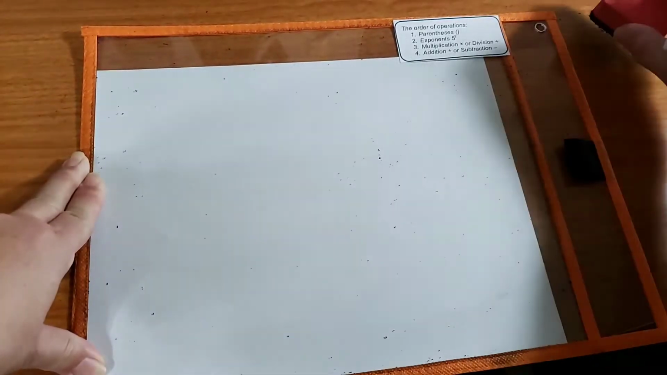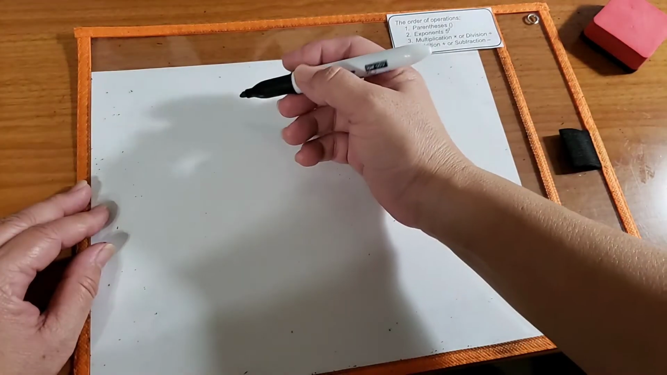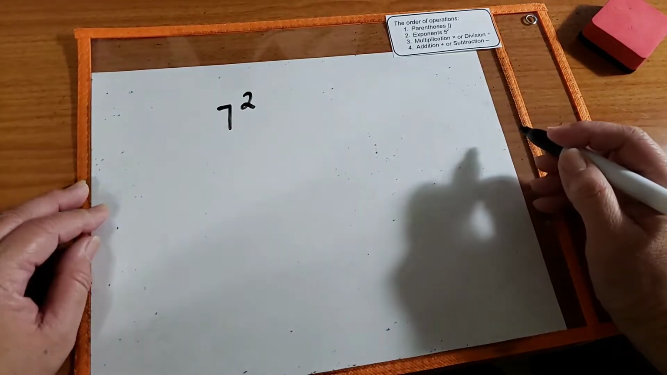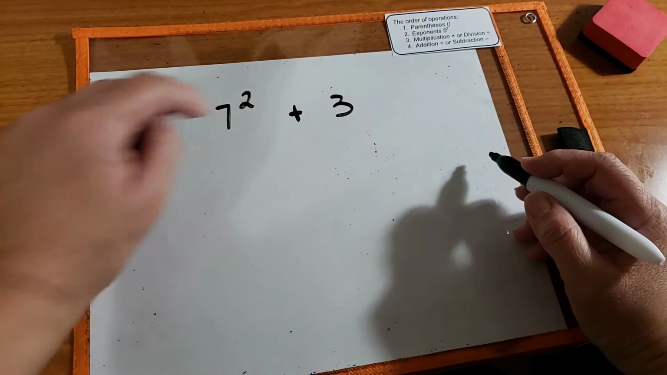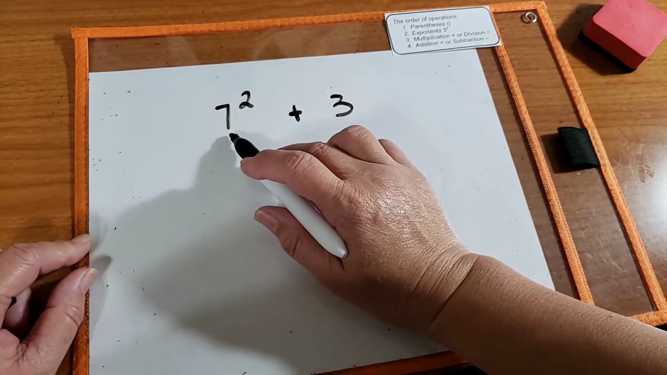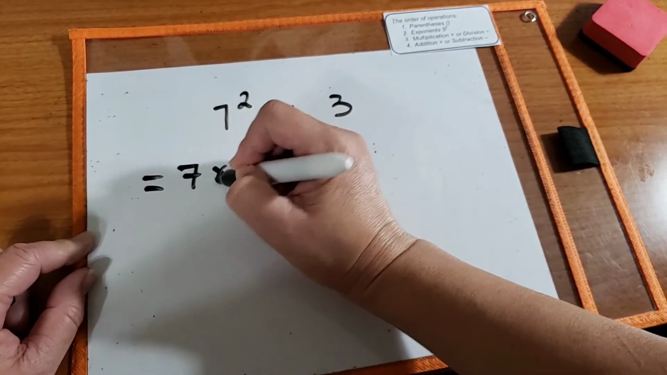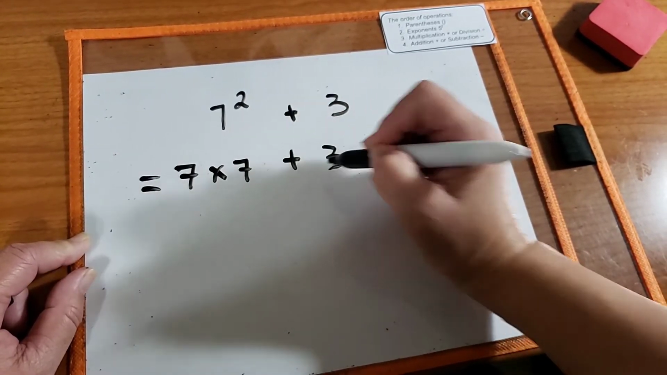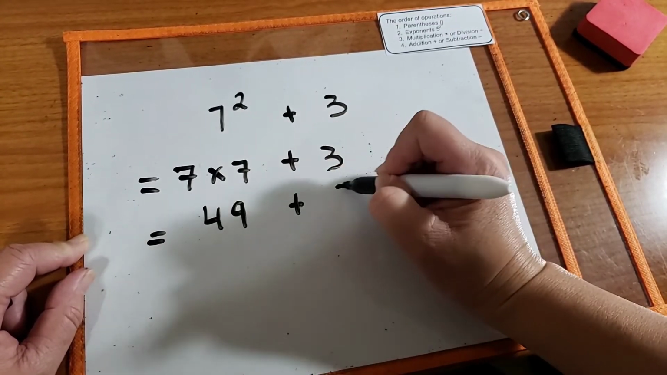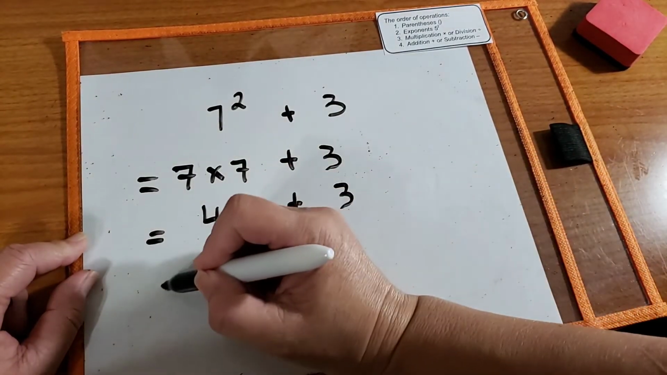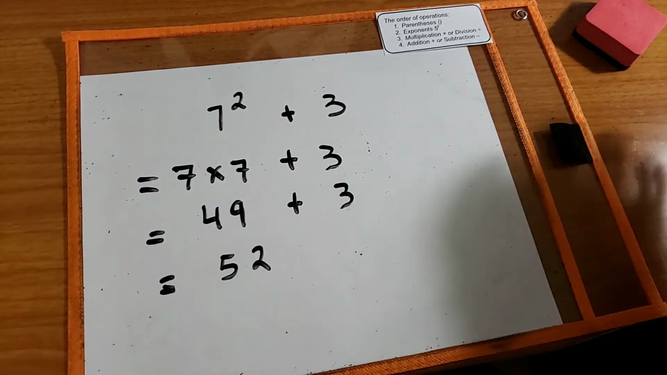Let's try another one. Now, this is the one where I'm going to go back with the exponent. So let's say I have 7 to the second power plus 3. That's the exponent 2. That means I'm going to multiply the base 7 two times. So meaning here 7 times 7 plus 3. So 7 times 7 here is 49 plus 3. So 49 plus 3 is equal to 52. See how easy that is?